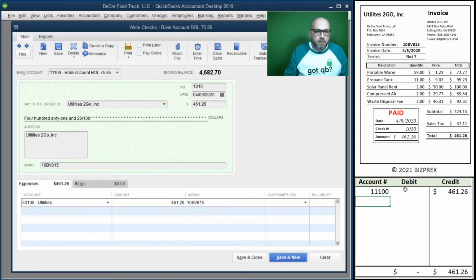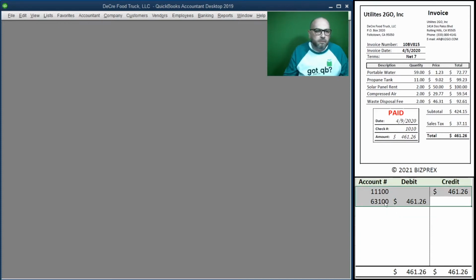Again, assets are decreased through credit. Bank is an asset. Bank account is an asset. What else is happening? Our expenses are going up. So we're good here. Debits and credits are in balance, right? This amount is a debit. This amount is a credit right here. Save and close. Okay.